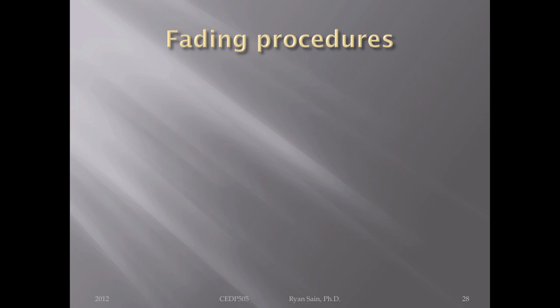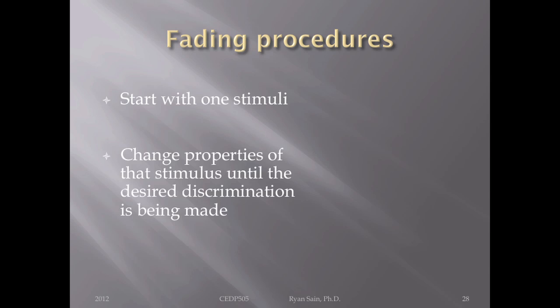All right, well, fading. Let's deal with this one. So fading is about changing the stimuli in order to select for a different response, right? So we're going to start with one stimulus, and then we're going to change the properties of that stimulus until the desired discrimination is being made. So I've got a school example set up here.